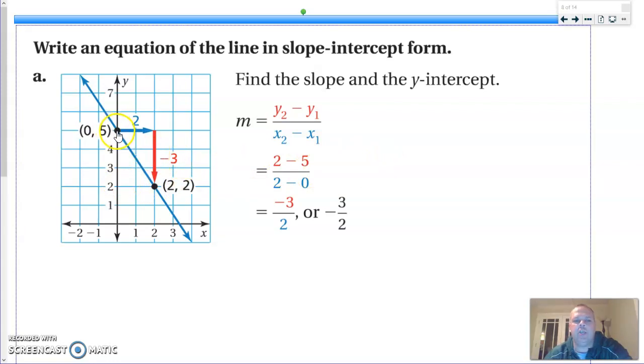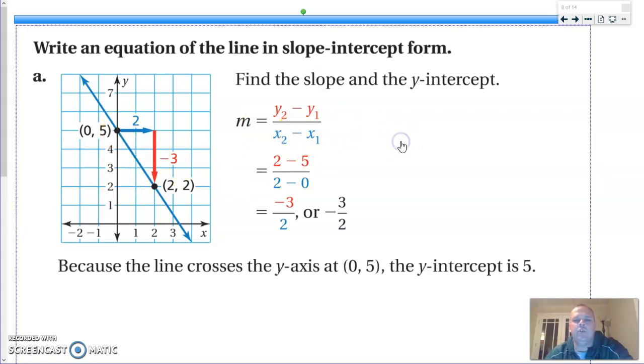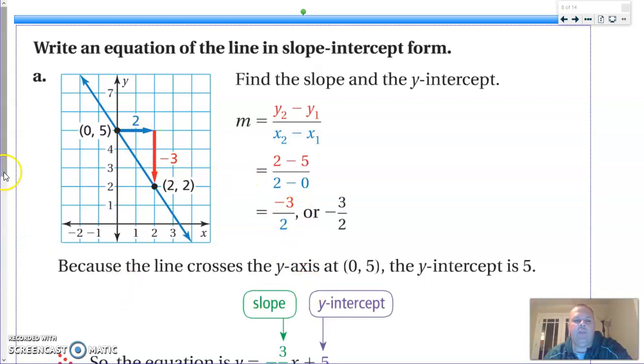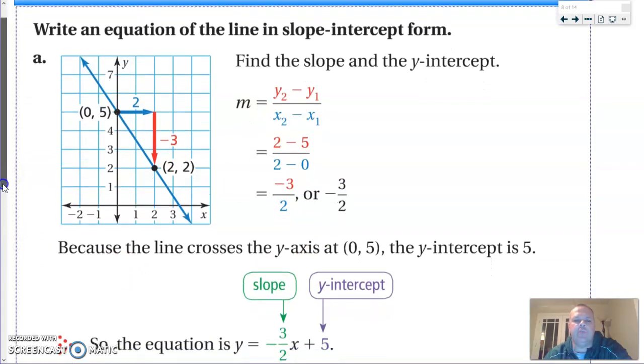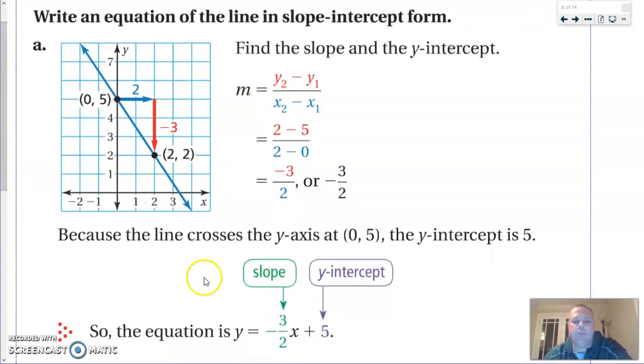Where does it cross? It crosses right here at 5. So we know that this is 0, 5. So our problem of writing the equation in slope-intercept form is y equals -3/2x plus 5.